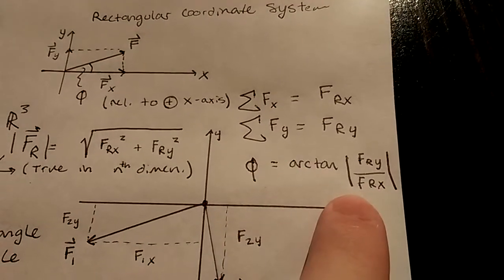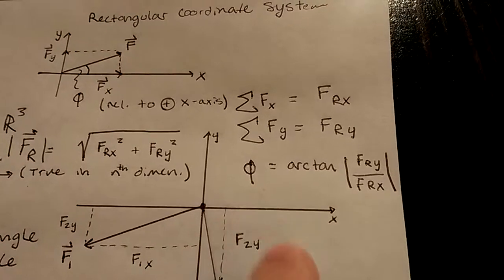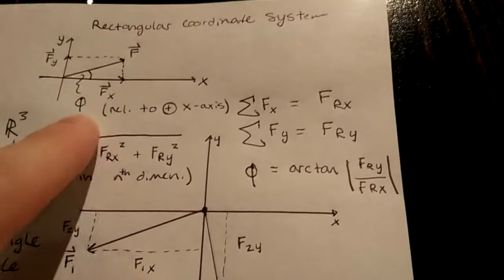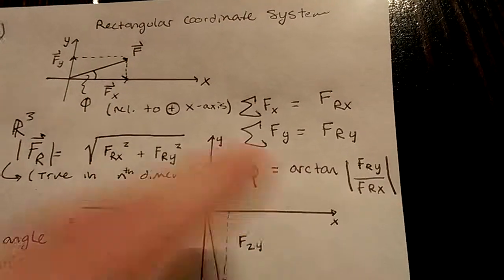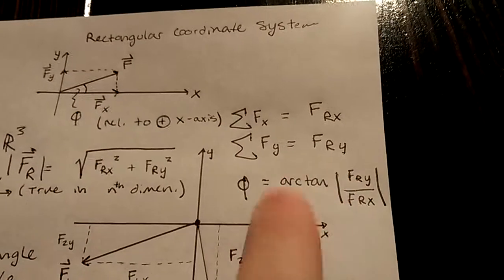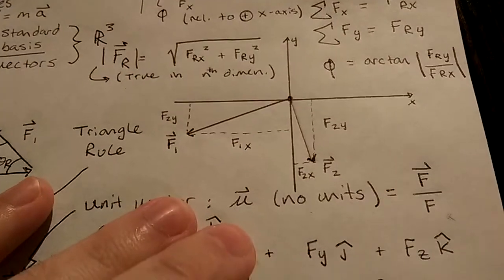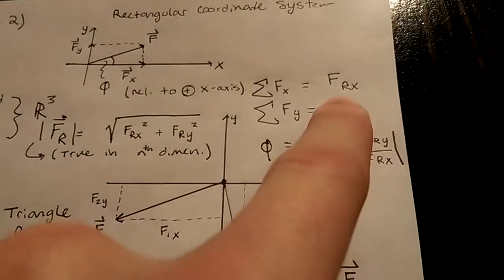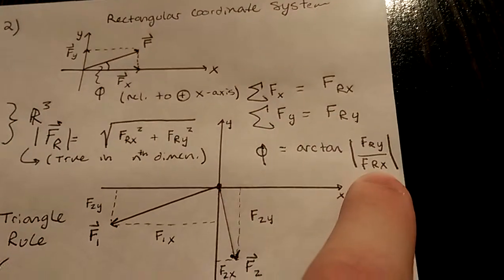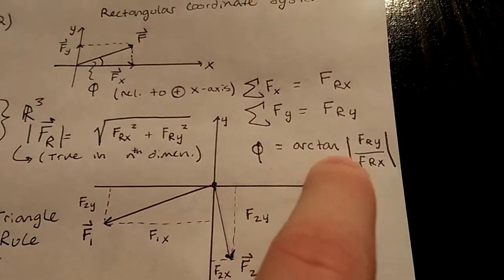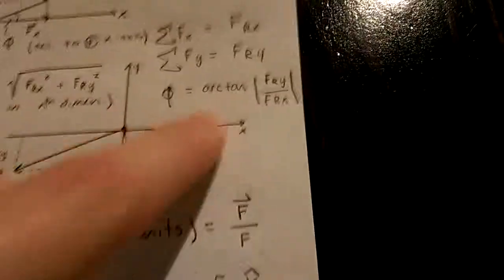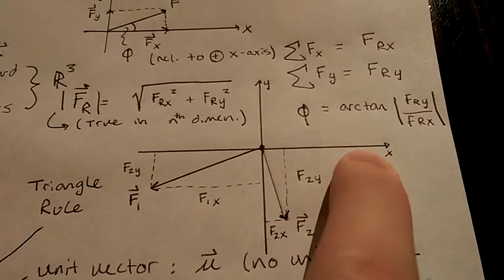Over here, this is a way to find, I just forgot to mention it, a way to find phi over here with arctangent. And that's just a basic geometrical thing. Oh no, that's with regards to this one. So when you come up with frx and fry, you can take the arctangent of the ratio between the two and come up with your own phi for the resultant, which is the angle, much like we defined it up here, relative to the positive x-axis.